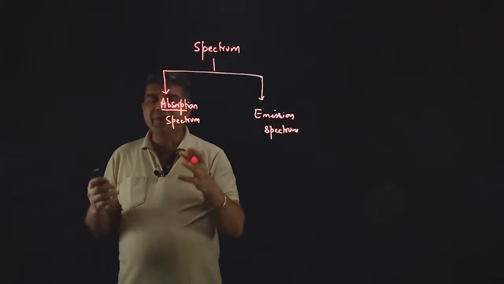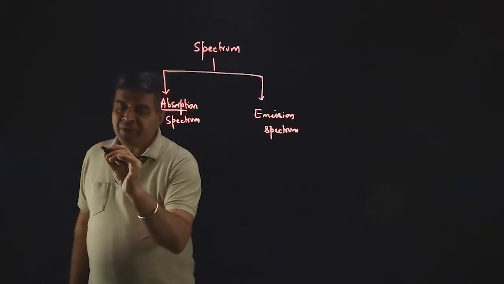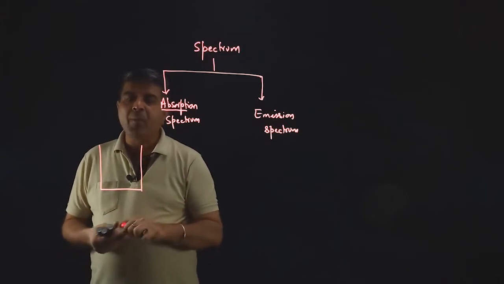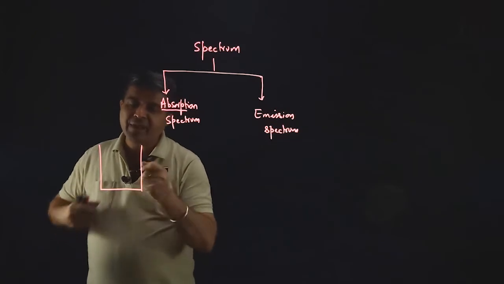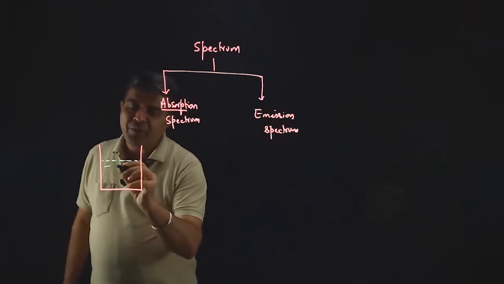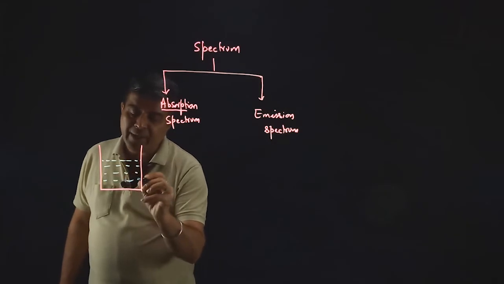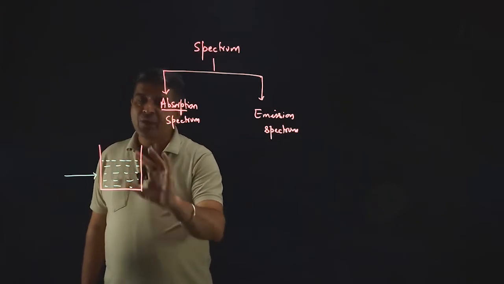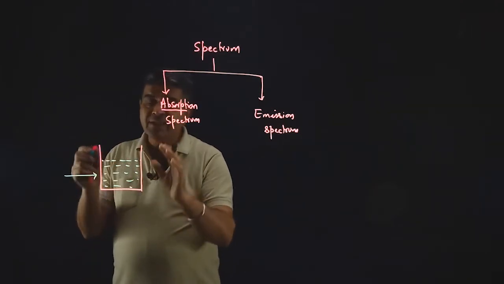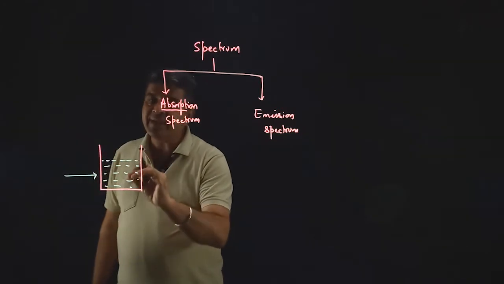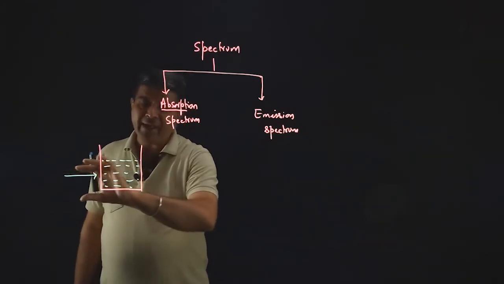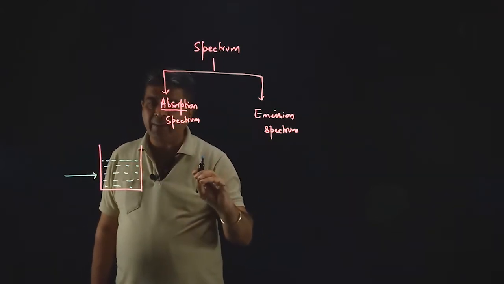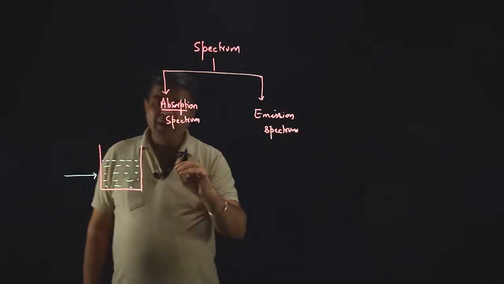Now to understand it with a very simple example, suppose this is a beaker and I am creating, say, copper sulfate solution. Copper sulfate solution is blue in color. Now when white light is made incident on this solution, we will see that the solution is blue in color. So this is absorption spectrum, because the white light which is falling, part of it is absorbed and only blue color is reflected back, and which is visible.